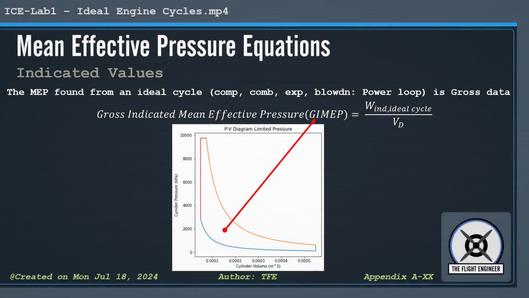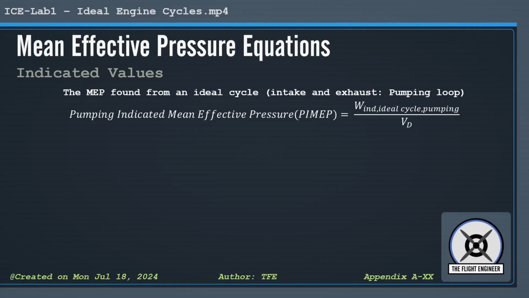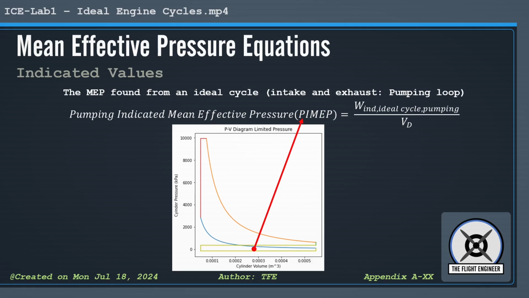Before, we were just talking about GIMEP, which was the power loop part of the ideal cycle PV diagram, but now we can talk about PIMEP, or the pumping indicated mean effective pressure. This is the work done over the pumping loop of the PV diagram divided by volume displaced. It's important to note that this whole term is going to be negative. We are going from a high volume to a low volume, and then from a low volume back to a high volume, but the high to low volume is pushing against a positive pressure, while the low to high volume is actually pulling against a vacuum, so there will be resistance there and work into the system in either case.